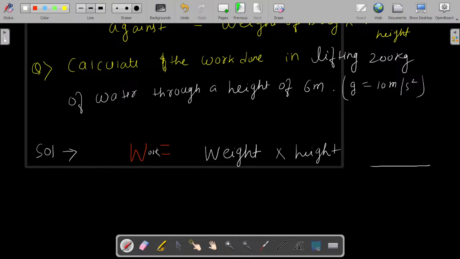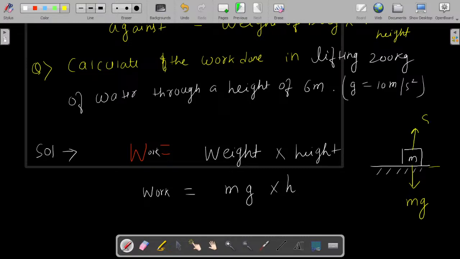If you want to draw the diagram, draw it. This is an object. Its mass is m. So weight is what? mg into height, so you write height here. So work is equal to mgh. Gravity is acting in the downward direction, that is mg, and you are lifting this mass to a height of 6 meters. So the displacement is in the opposite direction.